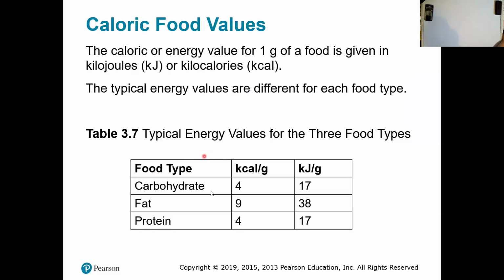This is an example of the standard energy values for 3 different food types. Our main food classifications: carbohydrates, fats, and proteins. What this little table tells us is exactly how many kilocalories we would expect to get for each gram of this material. When you are ingesting a carbohydrate, you're getting 4 kilocalories of energy for every gram of carbohydrate that you ingest. For fats, you're getting 9 kilocalories of energy for every gram you ingest.